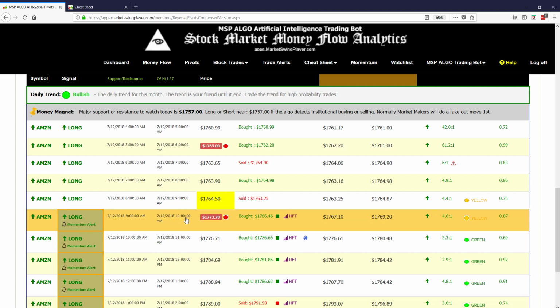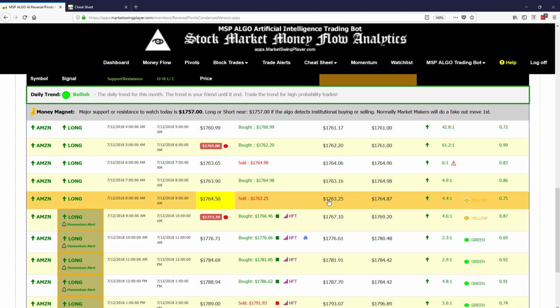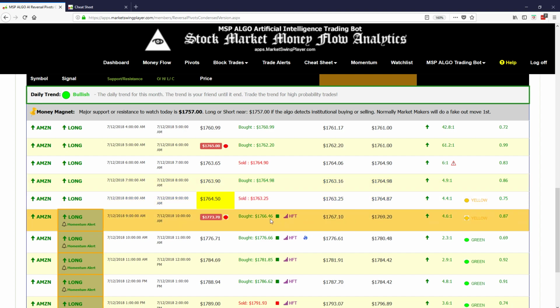But overall, the stock looked quite bullish. I could see the daily trend was bullish. I could see they're pretty much buying and selling. I see 1763 and 1764 as the market opened up, buying 1767 and selling 1769. So since this is going up, I'm looking for a long opportunity. I need more information.